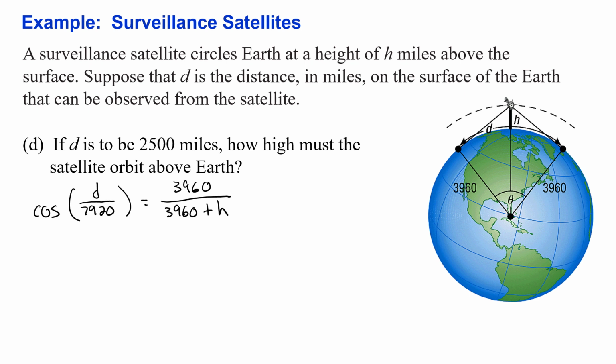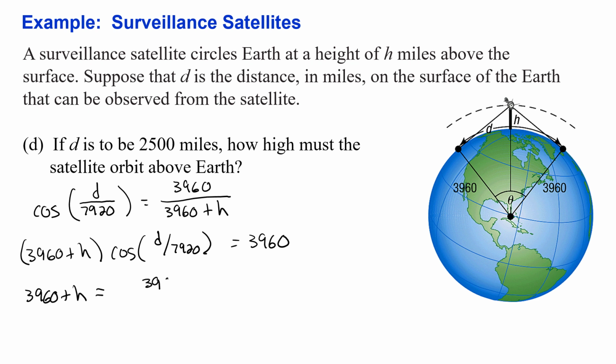Using the equation we just found in part C, we're going to need to solve for h. So multiplying both sides of the equation by the quantity 3,960 plus h, we have the equation, the quantity 3,960 plus h times cosine of the quantity d divided by 7,920 equals 3,960. Now dividing both sides by the cosine term, we have 3,960 plus h equals 3,960 divided by cosine of the quantity d divided by 7,920. So to solve for h, we're going to subtract 3,960 from both sides.